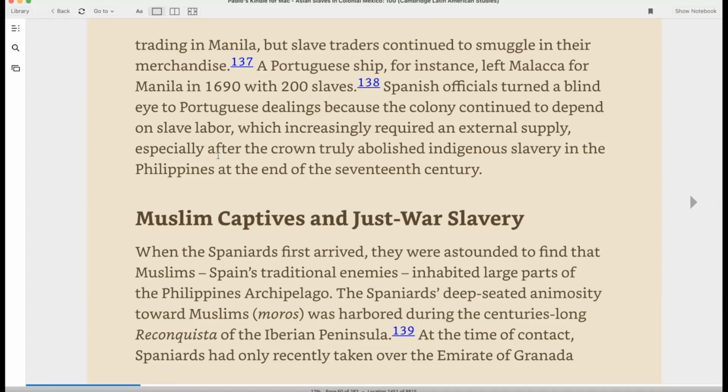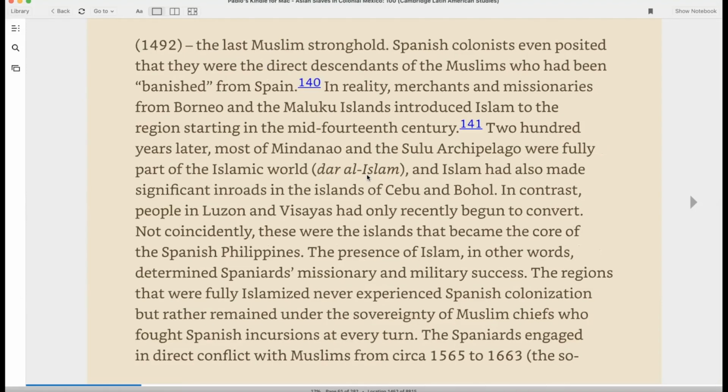They was already there. The Spaniards' deep-seated animosity toward Muslims, Moros, right, Moors, was harbored during the centuries-long reconquista of the Iberian Peninsula. At the time of contact, Spaniards had only recently taken over the Emirate of Granada, 1492, the last Muslim stronghold. Spanish colonists even posited that they were the direct descendants of the Muslims who had been banished from Spain. In reality, merchants and missionaries from Borneo and the Maluku Islands introduced Islam to the region starting in the mid-14th century, all right?